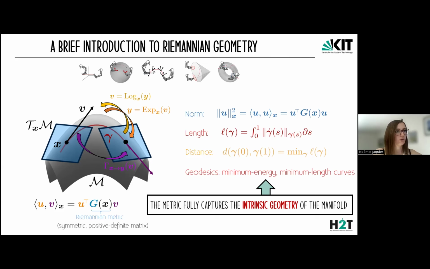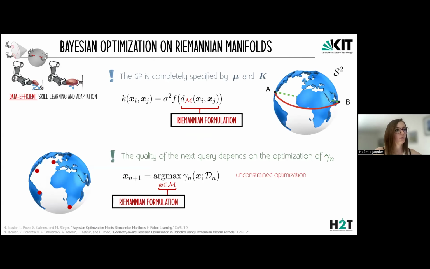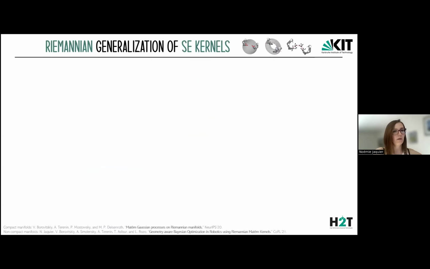Okay, so now we have the tools. Let's go back to what we actually need to change in our Bayesian optimization algorithm to operate with Riemannian search spaces. So first of all, the kernel. Here, I will show you how we can generalize the squared exponential kernel, the one that is very often used with the Euclidean distance inside, to the case of Riemannian manifolds.